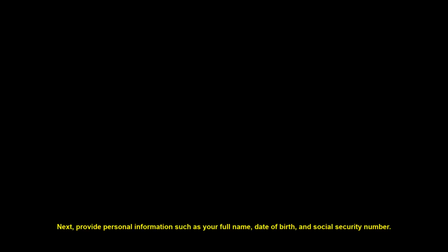Next, provide personal information such as your full name, date of birth, and social security number. You will also need to enter your address and employment information. Once you've filled out the required fields, review Webull's terms and conditions. Check the box to agree to the terms and proceed.